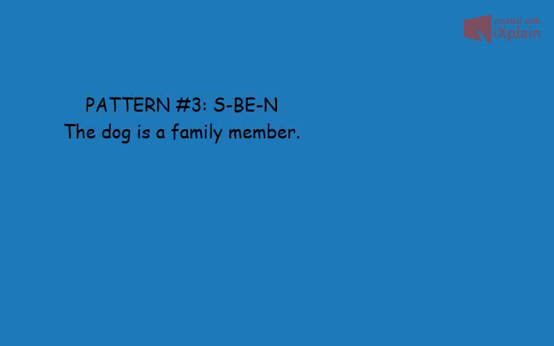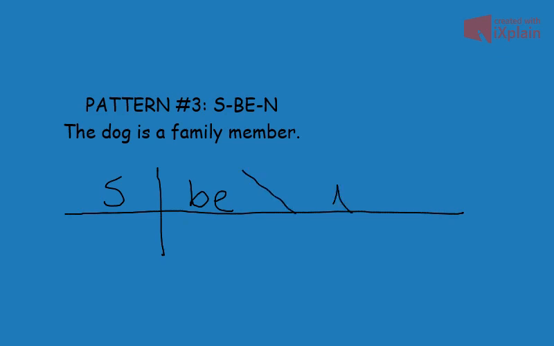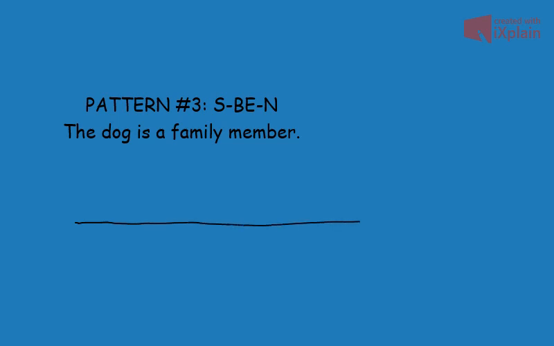Pattern number 3 contains the subject, be verb, and noun. When we diagram pattern number 3, we'd have the subject and the be verb and the noun all in the main line with the slanted line back towards the subject because the noun is actually going to rename the subject, which in this case it complements the subject.